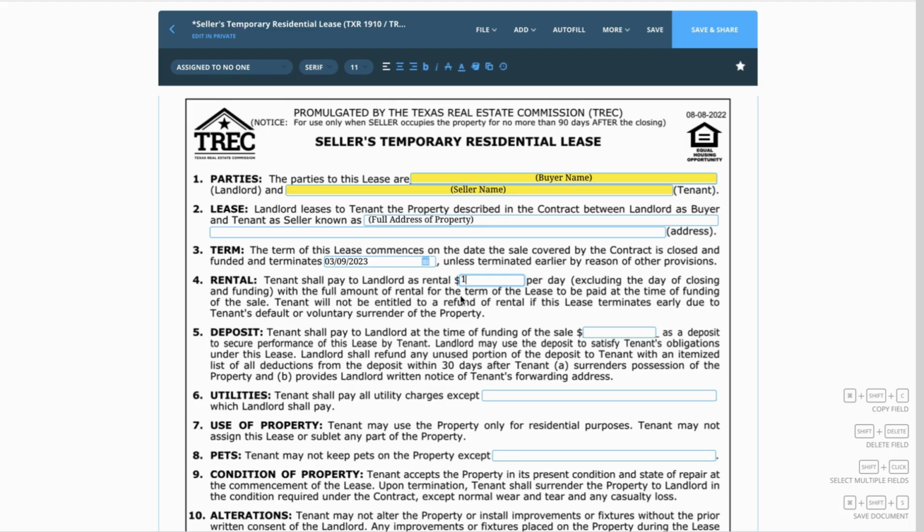With the full amount of the rent for the term of the lease to be paid at the time of funding. So you're going to pay this full amount at funding. Tenant will not be entitled to a refund of rental if the lease terminates early due to tenant's default or voluntary surrender of the property. So even though we got till this day, if they move out on the 7th, they still lose out on that $1 a day or whatever they're paying daily, right?